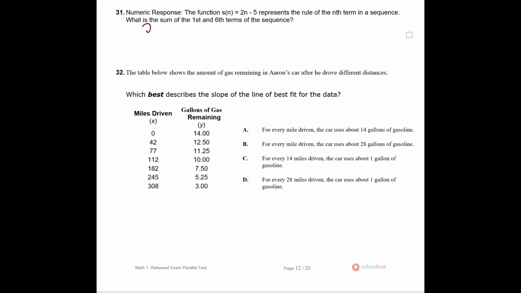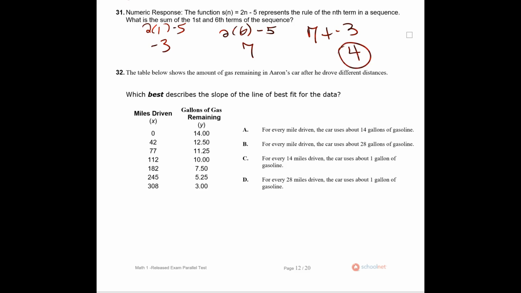So if I do 2 times 1 minus 5, that gives me a -3. And then 2 times 6 minus 5, that's 12. That gives me 7. The sum, 7 plus a -3. Or should we write it 7 minus 3 is 4.